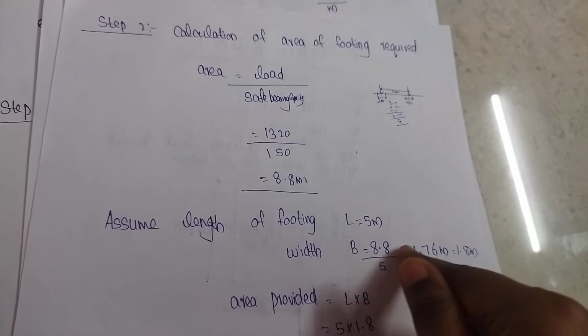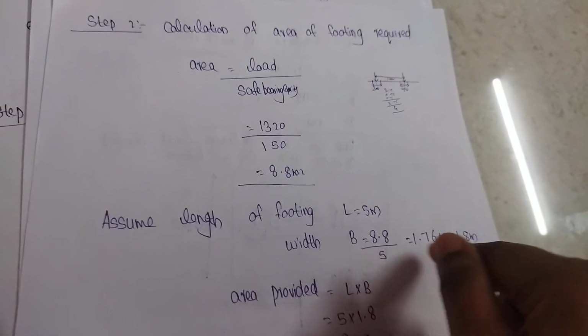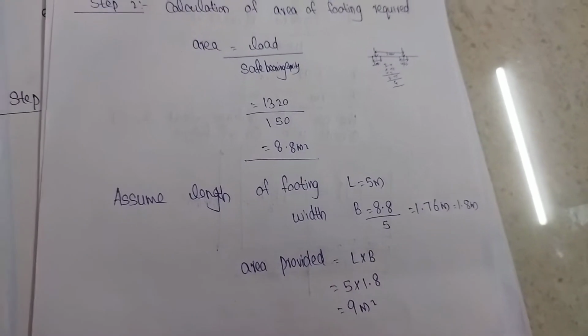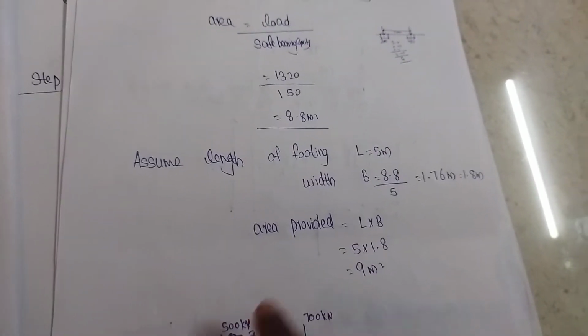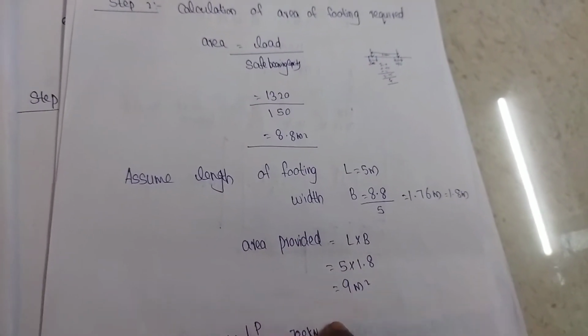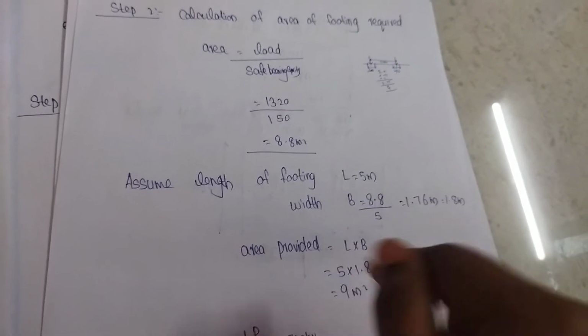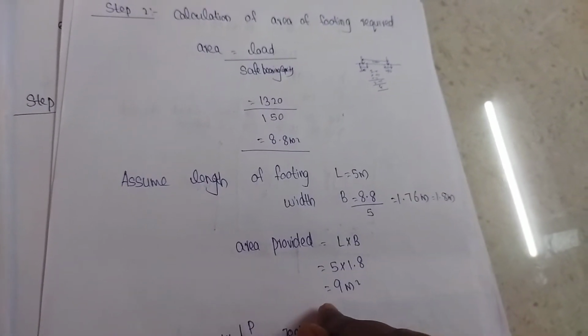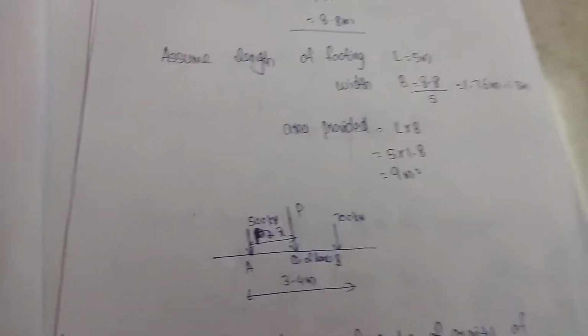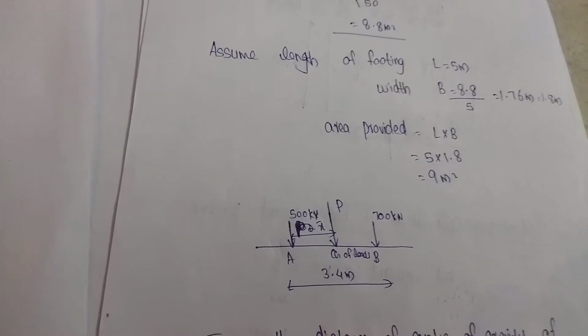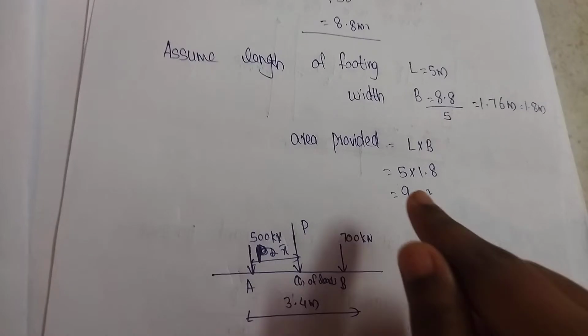Again we want to calculate the width. We know that area equals length into breadth, so width equals area divided by length, which gives the width. Then we calculate the area provided again because the area has changed, since the width is rounded. Multiplying length into breadth gives 9 meter square.